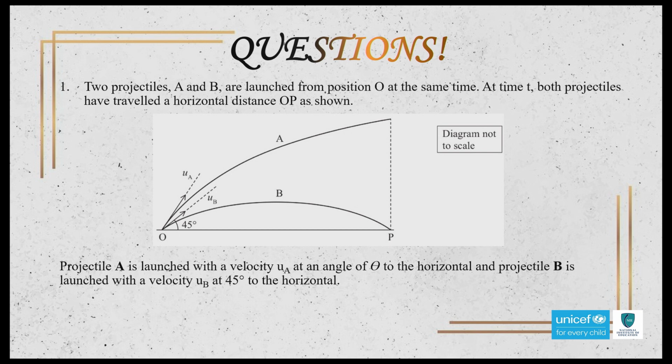So, the question given here: projectile A is launched with a velocity UA at an angle theta to the horizontal and projectile B is launched with a velocity UB at 45 degrees to the horizontal. They have given the clear data. So, let's see how they ask in this question. Show that UA may be expressed in terms of UB. They have given an equation and they are asking us to show this.